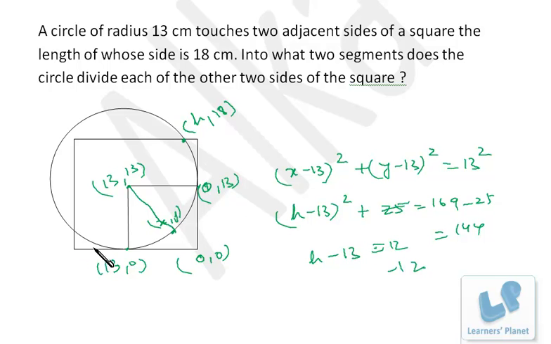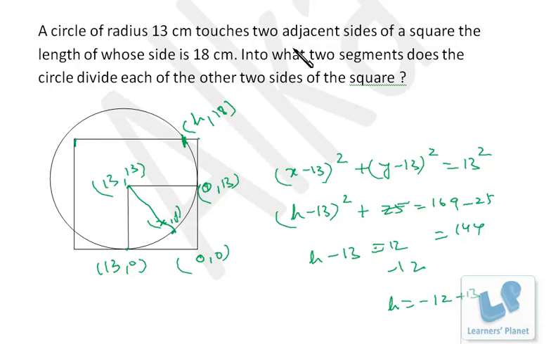this maximum length is 18, right? So h will be −12 + 13. So h will be 1. So the coordinates of this point will be (1, 18). Okay. So this point is 1. That means the total length is 18, so this length is 1. So this length must be 17, right?